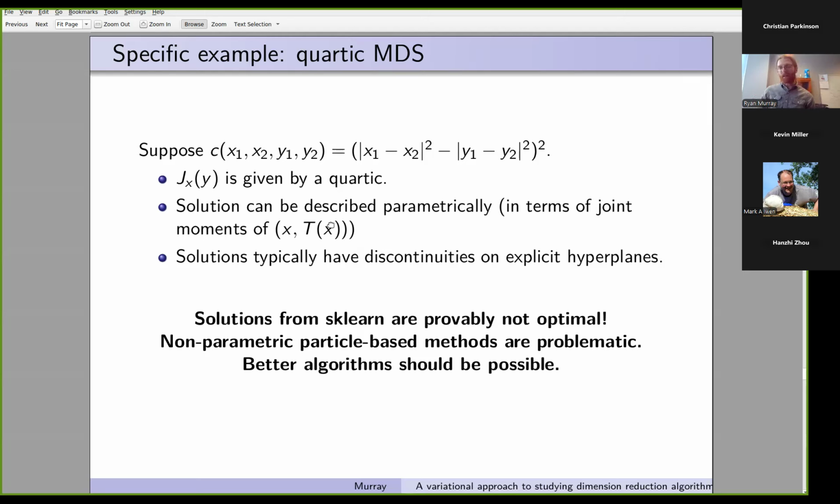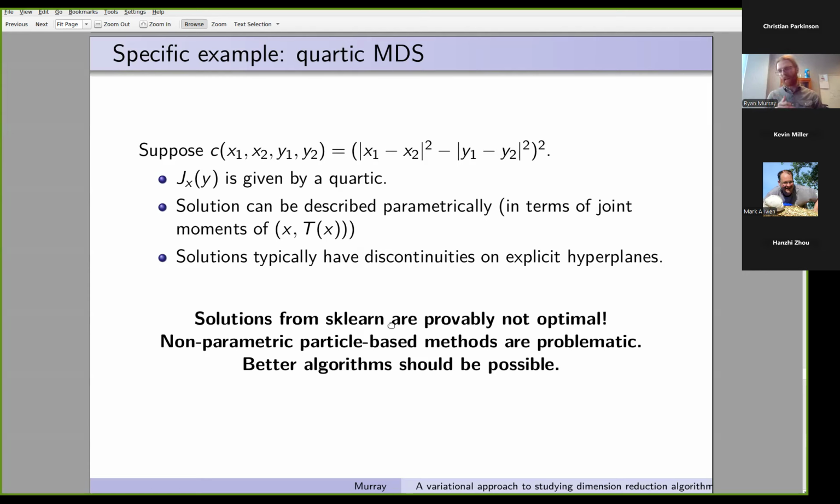I will mention here that the structure of the solutions that come even from this very simple quartic problem are definitely more complicated than those that we see from PCA. In particular, the solutions are going to have discontinuities oftentimes, and they have discontinuities along hyperplanes that we can make very explicit in terms of these joint moments. One consequence of this fact is that the solutions that we found in the previous slide from scikit-learn, which had highly oscillatory behavior on this circle, those provably cannot be optimal.